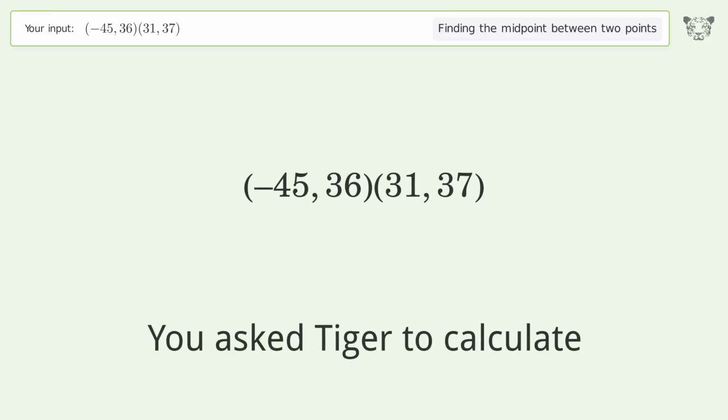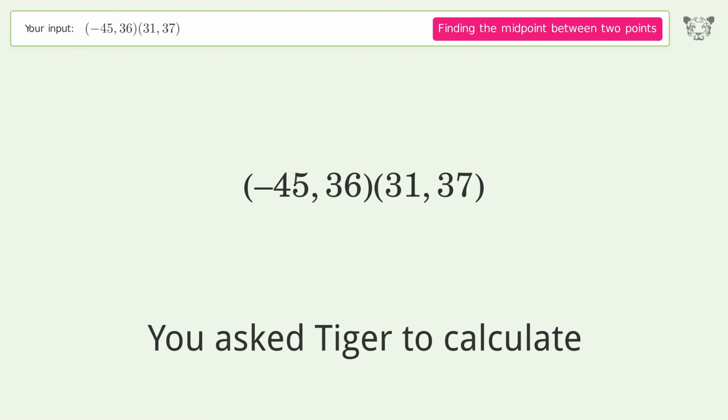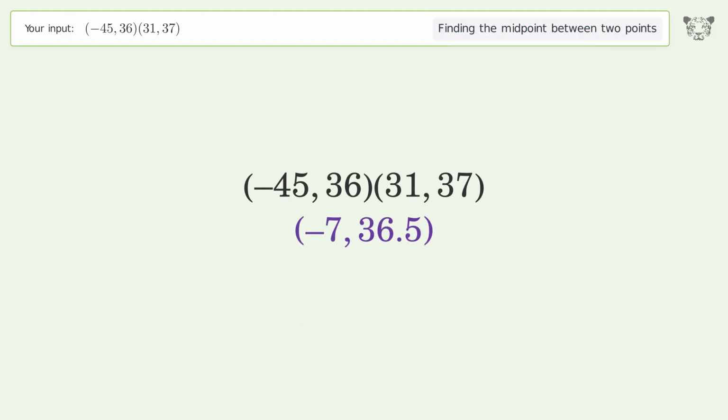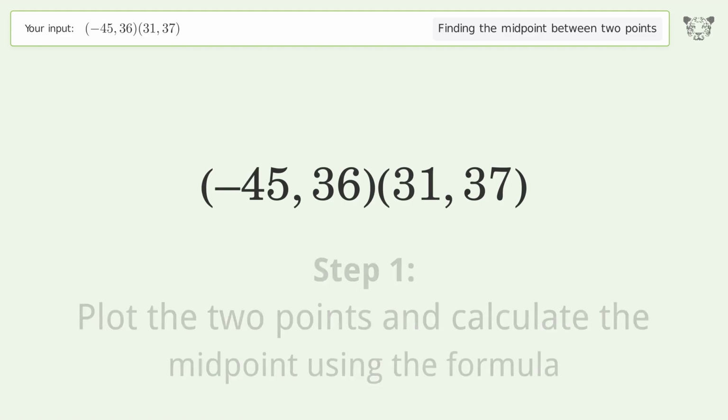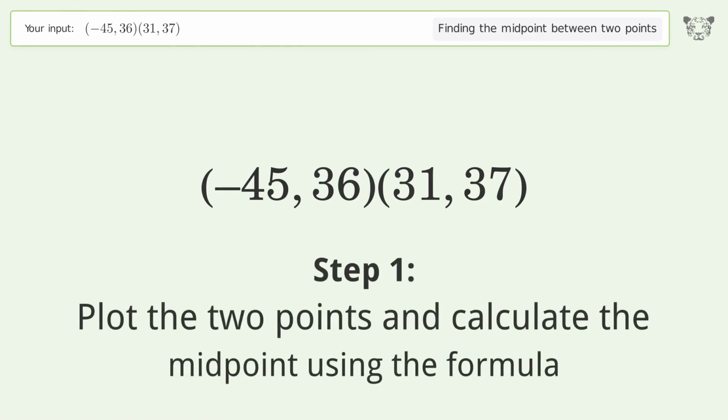You ask Tiger to calculate. This deals with finding the midpoint between 2 points. The midpoint between the 2 points is -7, 36.5. Let's solve it step by step. Plot the 2 points and calculate the midpoint using the formula.